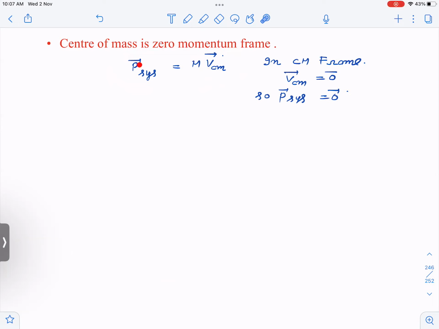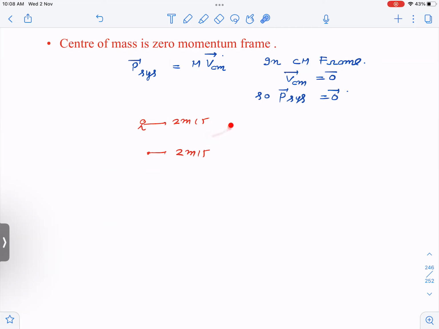Very simple logic. The momentum of the system is the total mass of the system times the velocity of the center of mass. So in the CM frame, since the velocity of the center of mass will be zero, the same logic applies. Suppose the center of mass is moving with 2 meters per second, and you also start moving with 2 meters per second, then what do you observe the velocity of the center of mass as? Zero, right? So that is what I've written: the CM frame is always which frame? The frame in which you are moving with the velocity of CM.